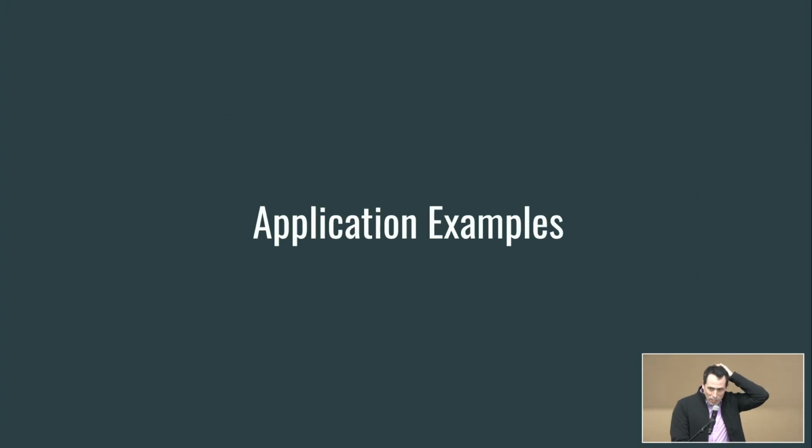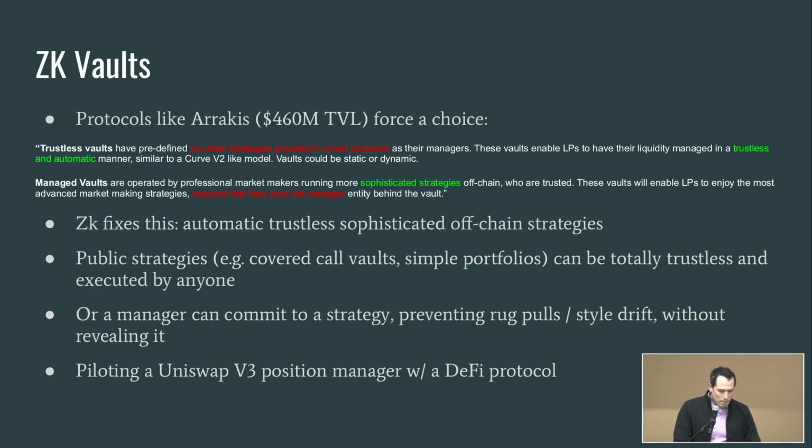So I want to talk quickly about some application examples, and then I will go to the repo and talk to you about how to use it to build something. One application that a lot of people are excited about is vaults. There are protocols like Arrakis that force a choice. This is just a quote from their website. Apologies to them if anyone's here.